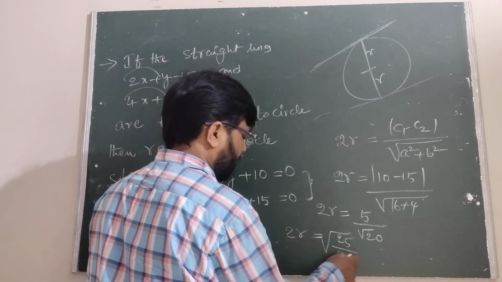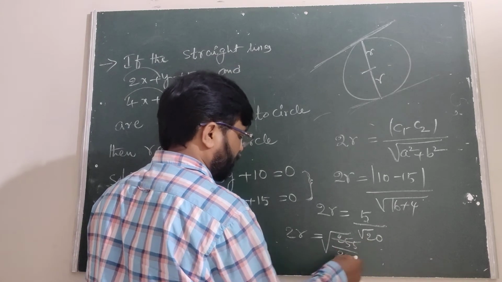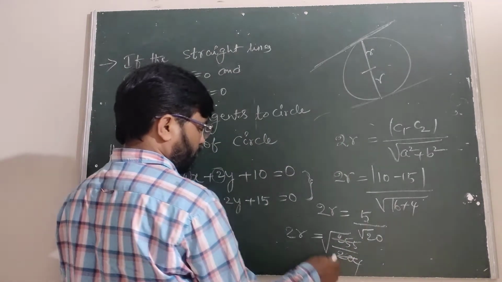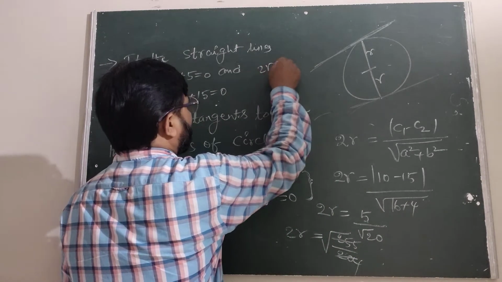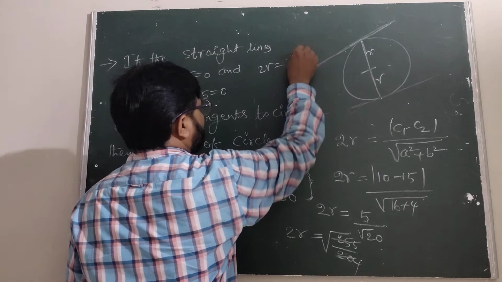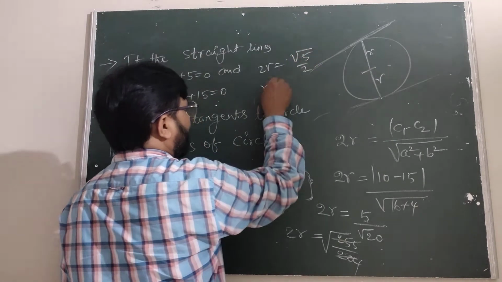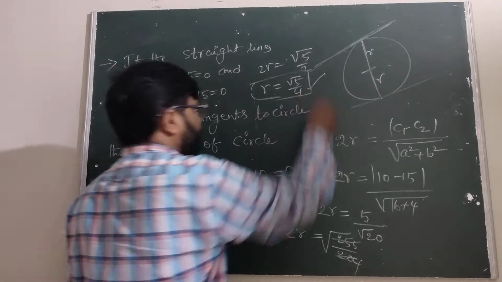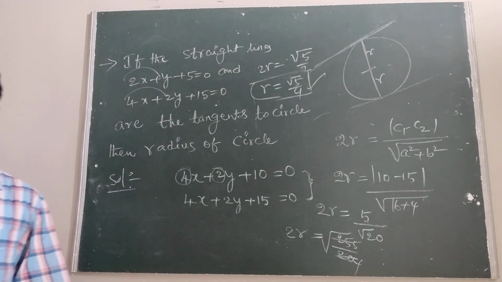Is it clear or not? Therefore, 25 by 20 is 5 by 4, so 2r equals square root of 5 by 2. Therefore r is root of 5 by 4. This is the radius of the circle.